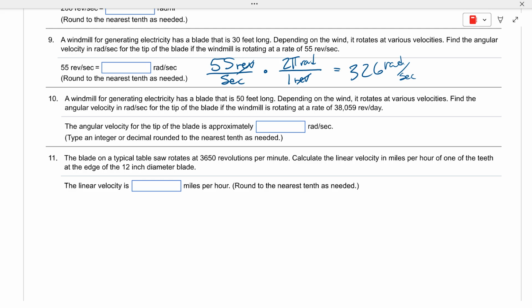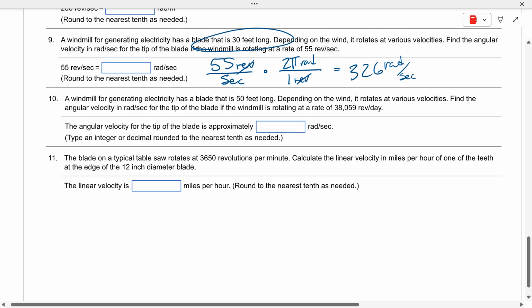Okay? Now, what didn't I use from that question? The length of the blade. When you do angular velocity, the radius is not important. You don't use the radius. Angular velocity is just the angle traveled, because it has nothing to do with radius. It's the angle traveled divided by the time. Okay? Now, when we get to 11, then it is important.